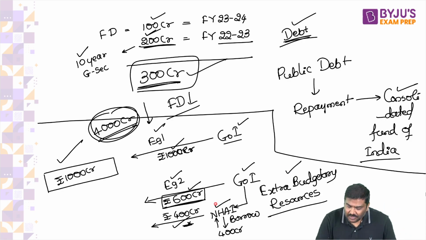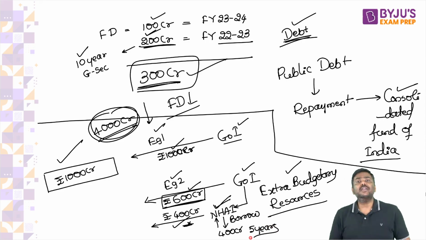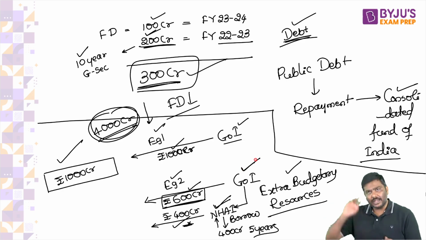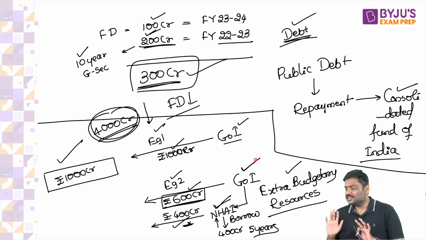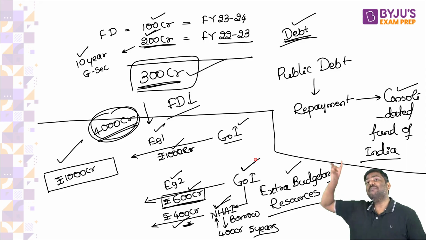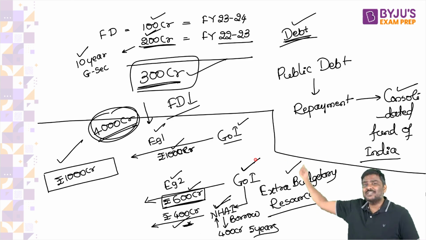If National Highway Authority of India is borrowing, let's say for a duration of 5 years, who will pay interest for it? Who will repay the principal for it? It will be paid by government of India. But look at the advantage of this. Government of India will pay back the principal 400 crore after 5 years. Is it okay? After 5 years, government of India will pay back the principal.